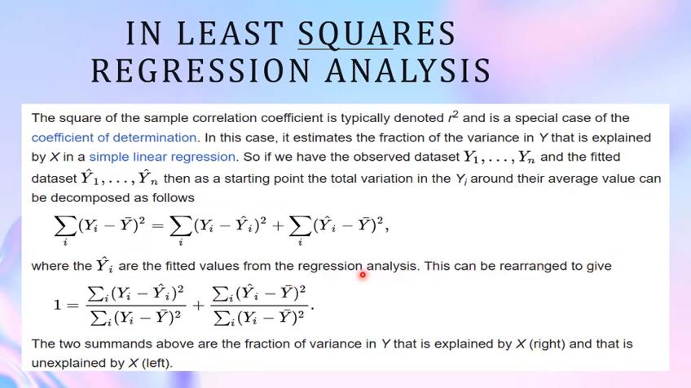This can be rearranged to give this equation, where 1 equals all of these summations. The two summands above are the fraction of the variance in y that is explained by x, on the right, and that is unexplained by x, on the left.